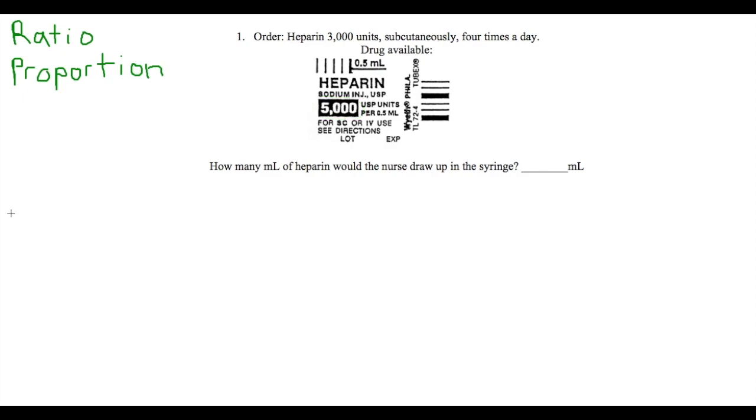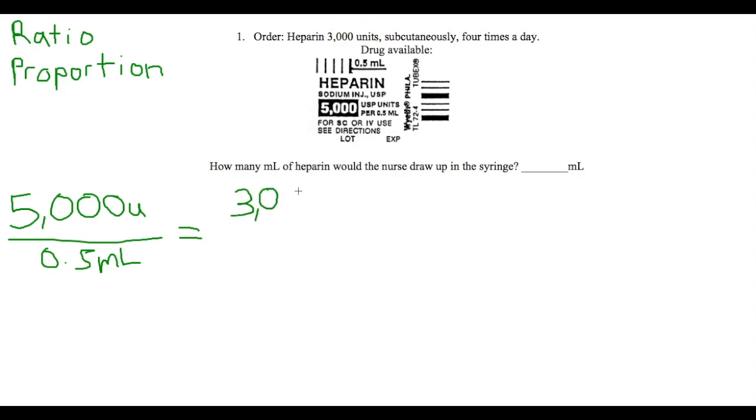With ratio proportion, I'm going to put what I have dose-wise over my volume that I have, and then I'm going to put that equal to my desired over x. For this problem, my have is 5,000 units over 0.5 mils. My desired is 3,000 units. And so I want to figure out how many mils would it take to get 3,000 units.